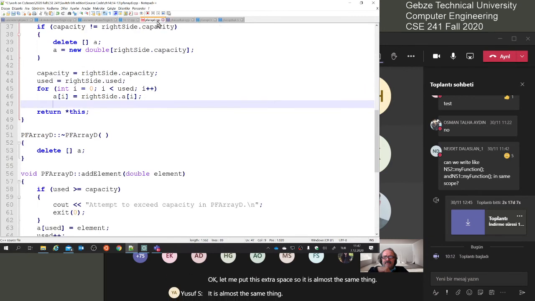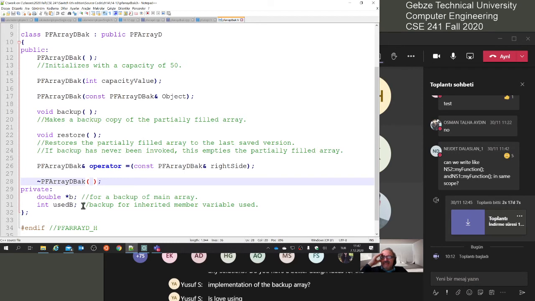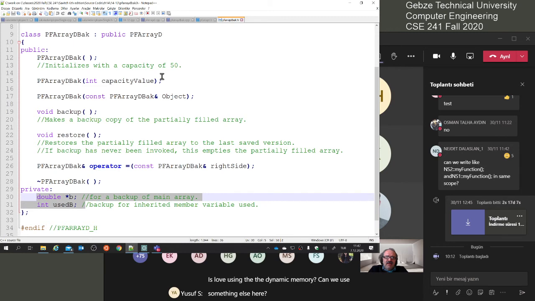See? So I don't like this kind of copy pasting stuff. Do you have any solutions? Do you have better design ideas for the implementation of the backup array? Instead of using the dynamic memory, can we use something else here?